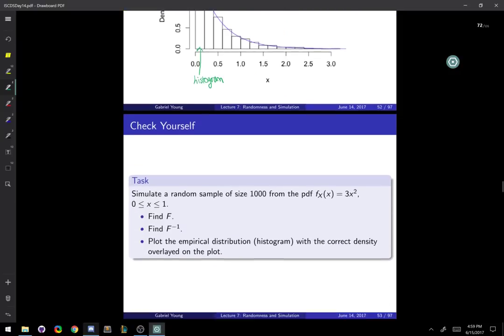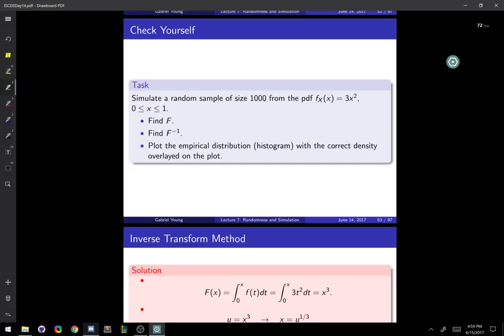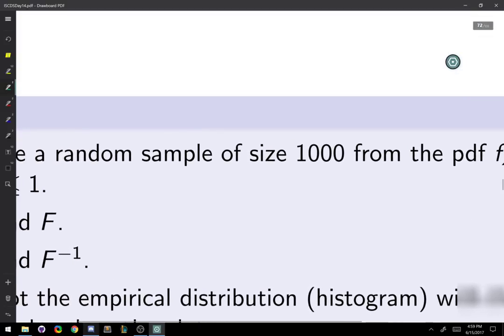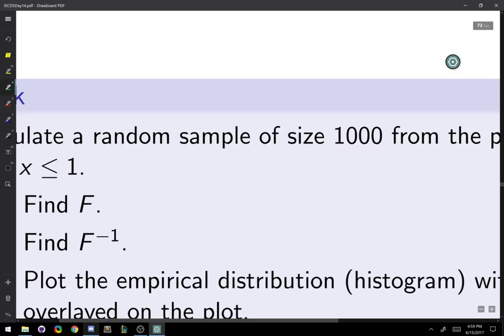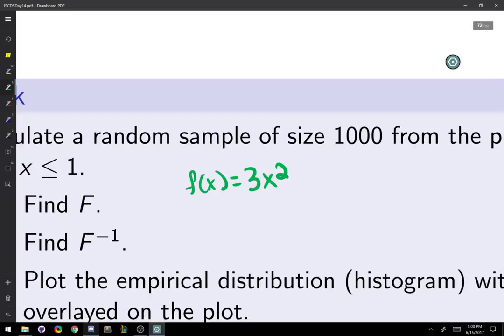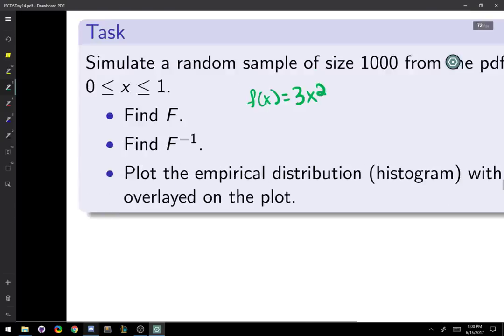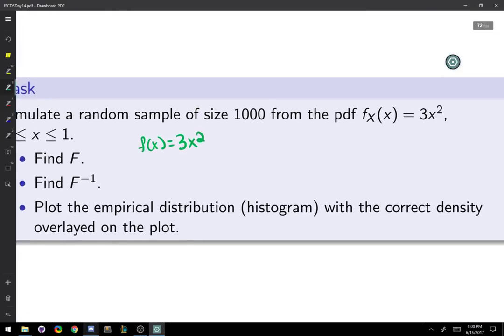So let's do a task now. Let's see if you guys can do this. This is a very simple function. I'll tell you what, just for the students who haven't had calculus, let's do the first part really quickly. Okay. So this is the actual PDF, right? So f of x is 3x squared, over 0 to 1. So obviously it looks like this. When you simulate data from this, it had better look something like that. That's the whole goal, to simulate data that looks like that.